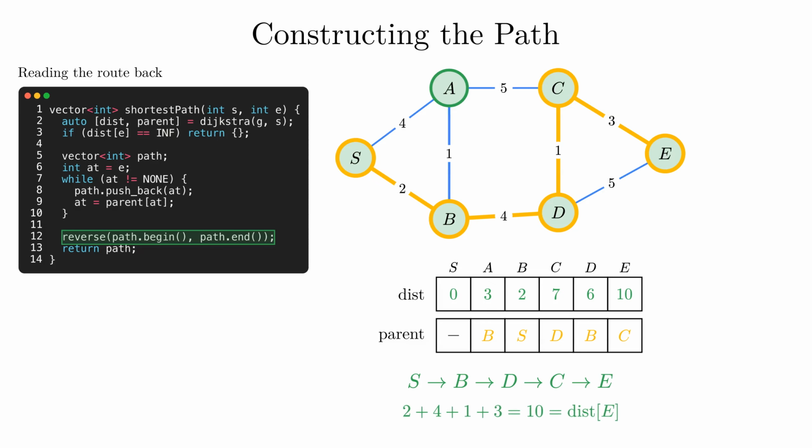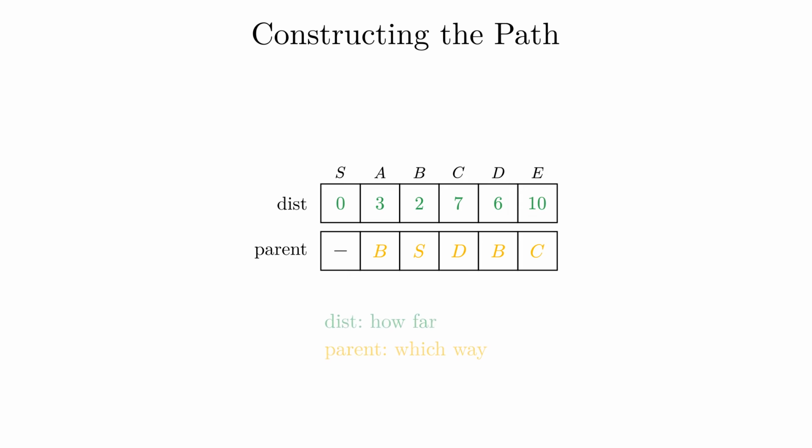And the edges along it add up to exactly the distance Dijkstra computed. 2, 4, 1, and 3 make 10. One extra array, one extra line, and the algorithm answers both questions. How far, and which way?